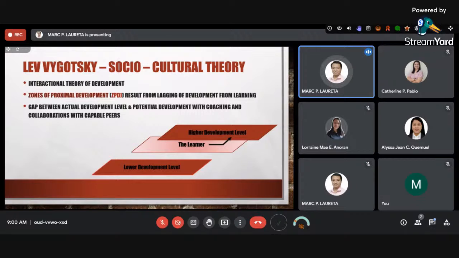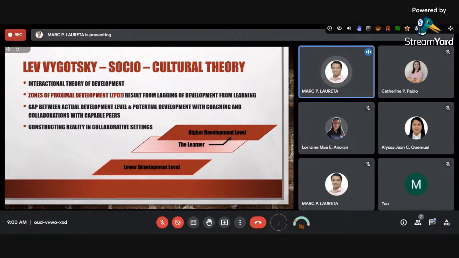So as instructors, we have what we call peers. Even among students, we also call them peers, so you need to collaborate with them. Not only with your students, but especially with our colleagues. So we can use coaching to help learners fill the gap, and that has a strong implication when it comes to instructional design.